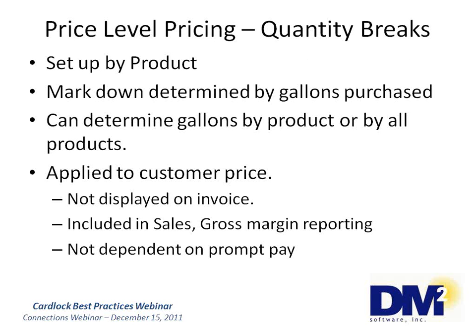Okay, price level pricing quantity breaks are set up by product. So each product can have its own quantities where these breaks are. Gas might be in 500-gallon increments and diesel in 1,500-gallon increments, whatever you want it to be. The markdown, the pricing that you do, is determined by the gallons purchased, and you can determine the gallons by product or by all products.